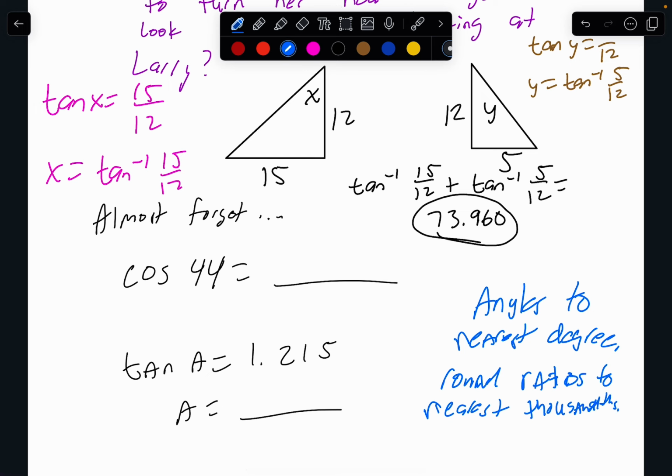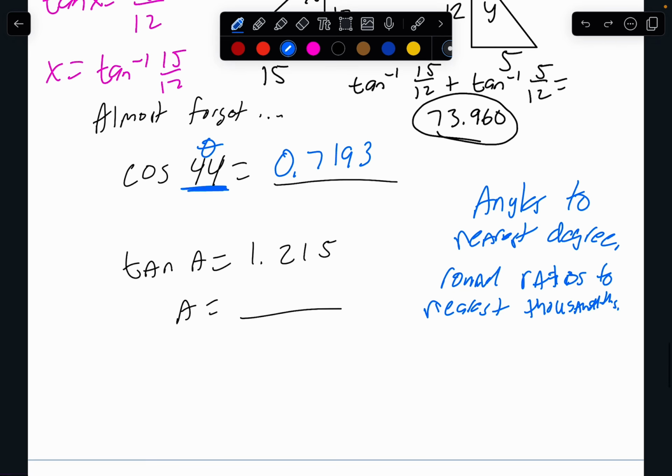Remember, we talked about this. This is the angle, and this is the ratio. So when I type cosine of 44 into my calculator, it says 0.7193. This is the ratio for that angle. That means on a right triangle, if you have a 44-degree angle, the adjacent divided by the hypotenuse has to equal that. That's the ratio.